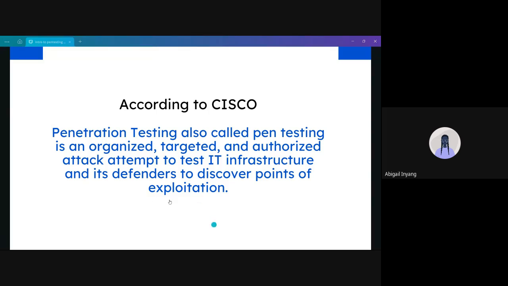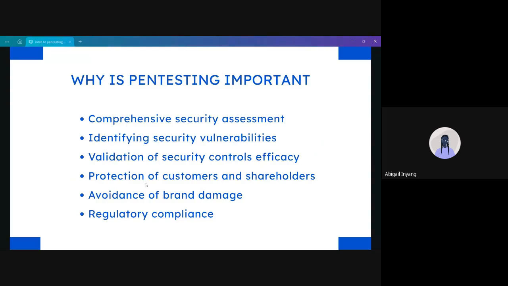So next up, we have: why is penetration testing important? You might be wondering, okay, this is pen testing, why is it important for an organization? Penetration testing is important because it provides an organization with a comprehensive security assessment. It helps organizations identify vulnerabilities in their systems that might have gone undetected in other testing methods. For example, when a company is performing quality assurance, they are not going to discover security vulnerabilities that a pen tester would.